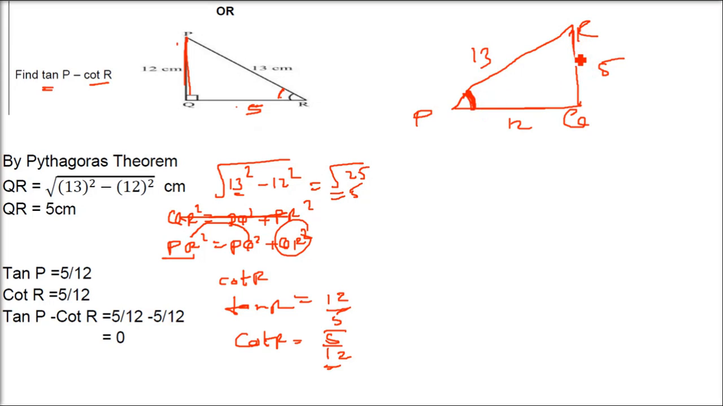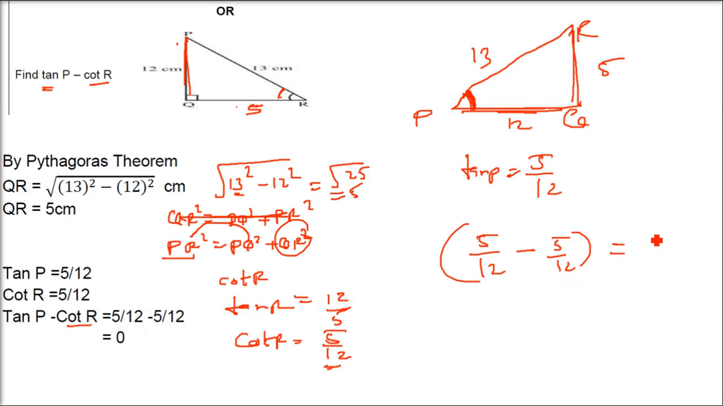So now, according to this triangle, what is your tan P? It is perpendicular by base, QR by PQ, 5 by 12. So now we have tan P 5 by 12, cot R 5 by 12. Tan P minus cot R is 5 by 12 minus 5 by 12, and that is going to be equal to 0.